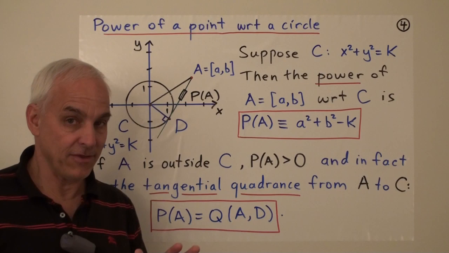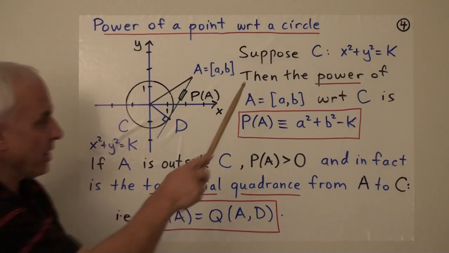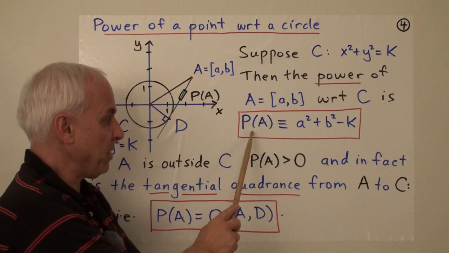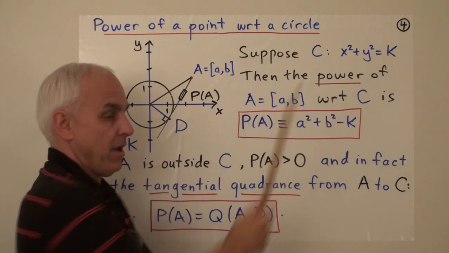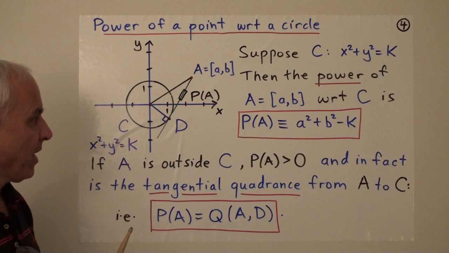And A is some arbitrary point, with coordinates a and b. All right, then the power of A with respect to C is this number here. We'll call it P of A. It is a squared plus b squared minus k. So a and b are the coordinates of A. This a squared plus b squared is the quadrance from the origin to A. And k is the quadrance of this circle.